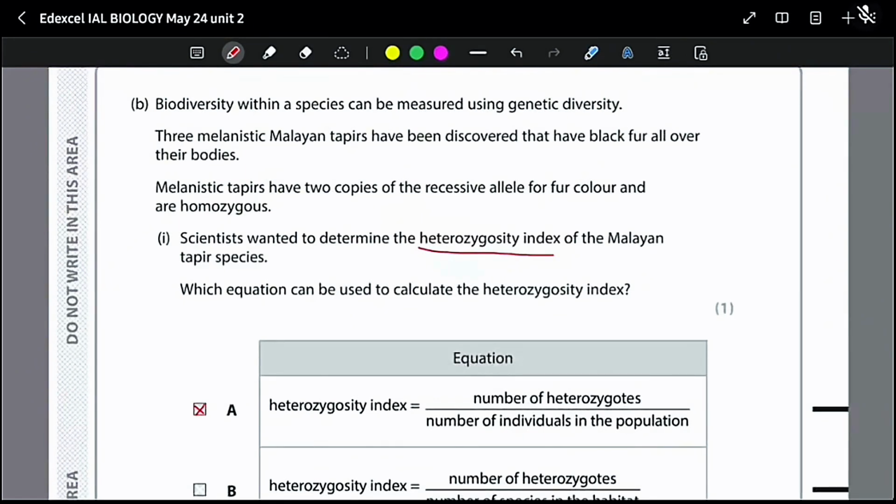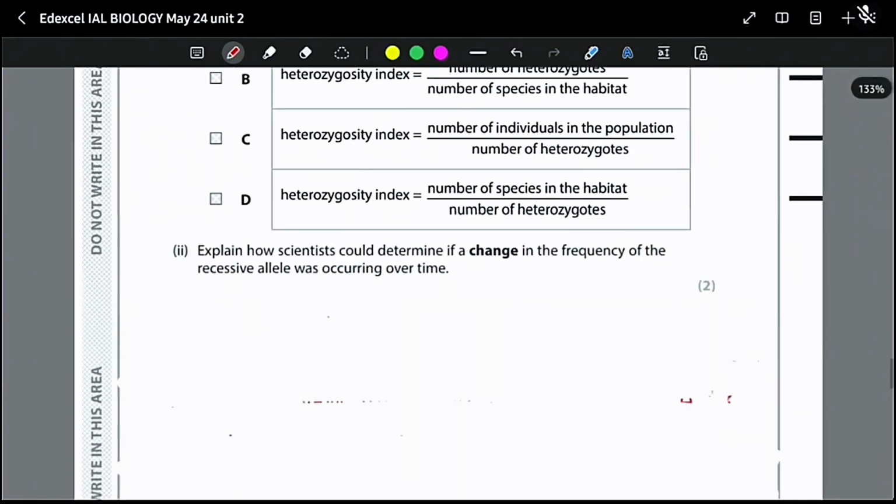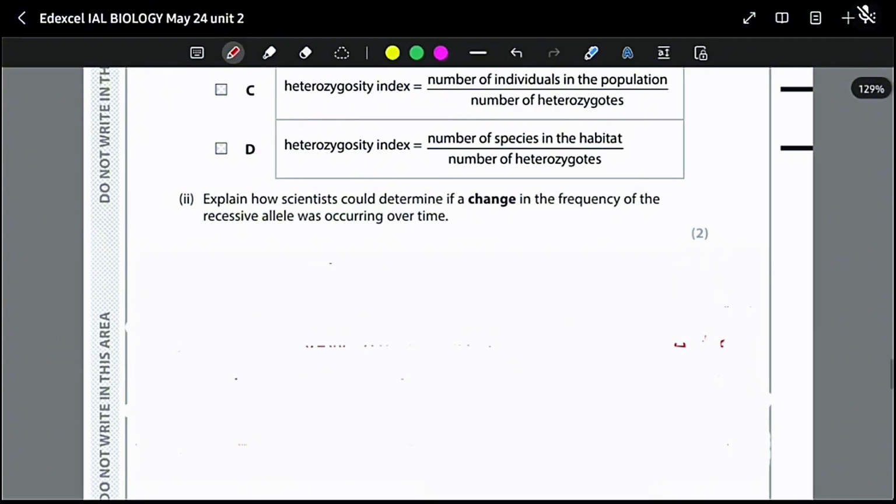Next question. Explain how scientists could determine if a change in the frequency of the recessive allele was occurring over time. We can count the number of tapirs and the melanistic tapirs in the population, and use the Hardy-Weinberg equation to calculate the recessive allele frequency, and then compare the previous allele frequency with the new one to see if it has changed.